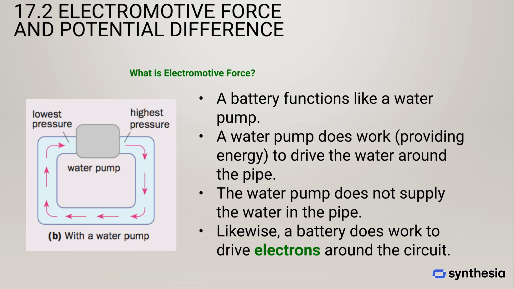The water pump is analogous to the battery. The pipes are analogous to the wires. Without the water pump, the water in the pipes will not circulate or flow around the pipe. The pump provides the energy to move the water. In the same way, without a battery cell, the electrons in a wire will not flow. The battery cell provides the energy to move the electrons.